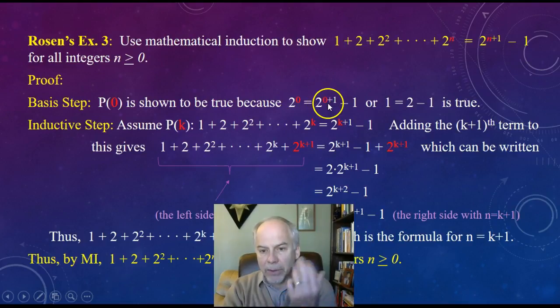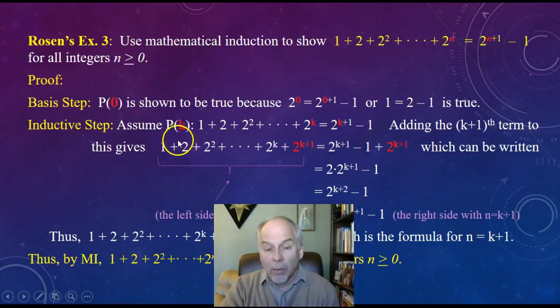And 2 to the first power is 2. And then you'll have 2 minus 1. But 2 minus 1 is equal to 1. So it works when n is 0. So the proposition holds when n is 0.